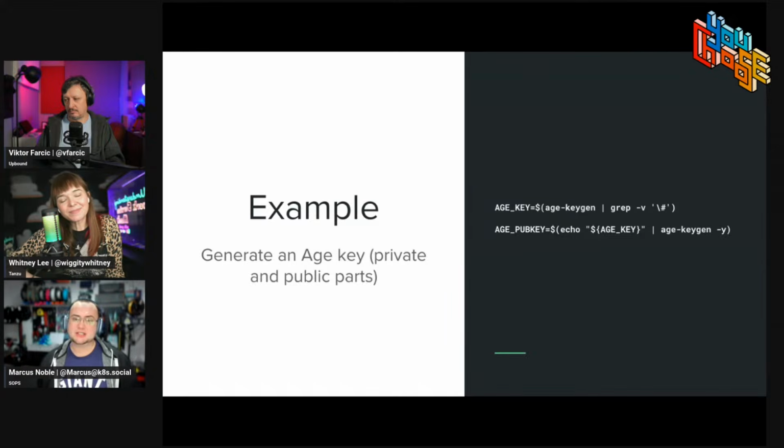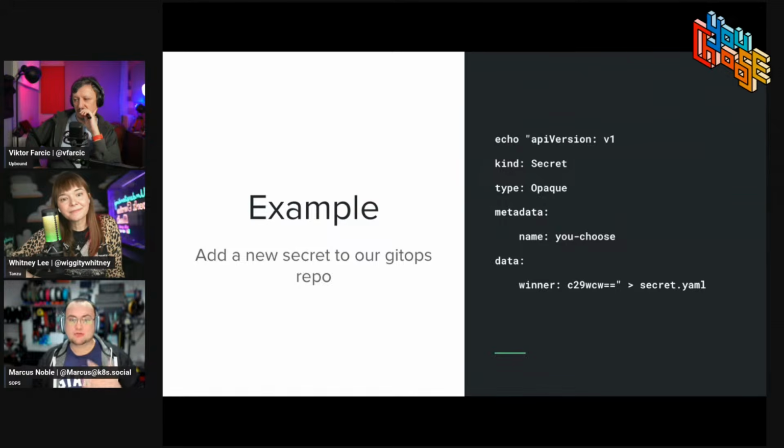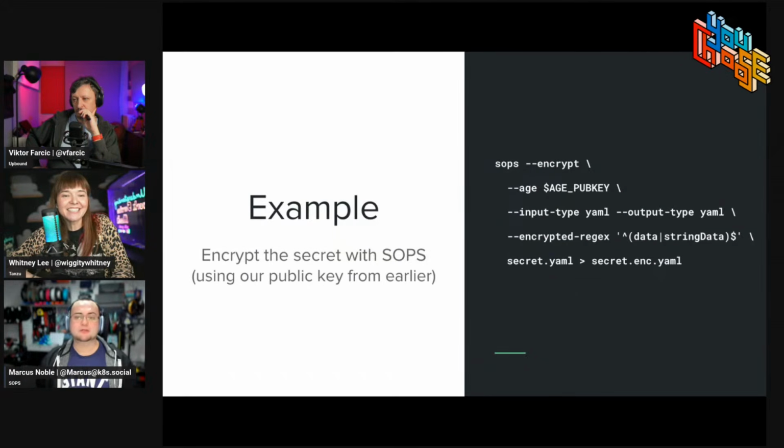What we want to do first is generate a private and public age key. So we'll use age-keygen to generate the age key, and then from that we'll generate a public key. We can then create a secret that we're going to apply into our GitOps repo. So we've got a secret here, a simple YAML manifest secret file, and it's got some data, the winner of this show, and we're going to save that to secret.yaml.